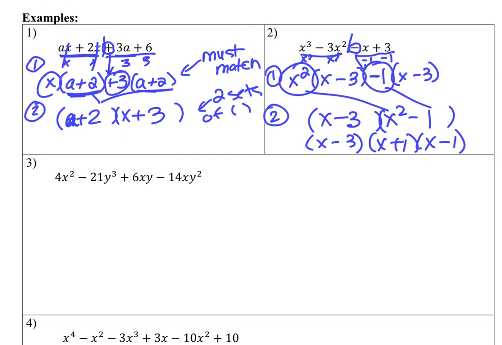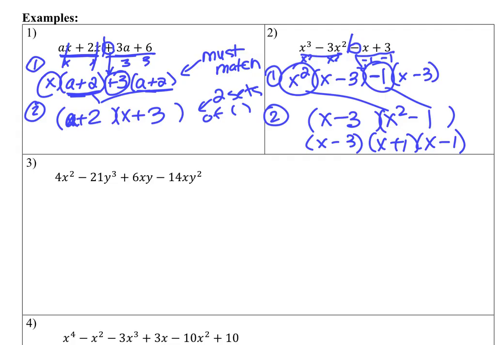All right, so here's another example. You have 4 terms. You divide it in half, and you look for a GCF. I can't find a GCF. What do I do? Oh no, who would have thought?